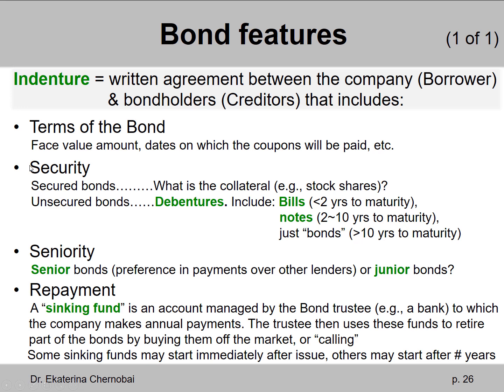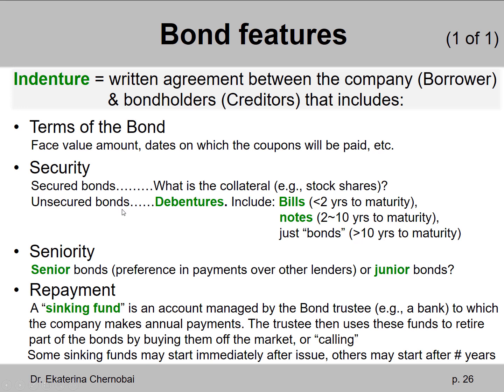Security. Bonds are called secured if they have some sort of collateral in case the company cannot meet its obligations and pay the coupon and the face value to the bondholder. So what could be a collateral? Maybe if the company cannot pay cash as coupon payments, it instead pays in stock shares. Or maybe it uses something else as a collateral, maybe some sort of accounts receivable.